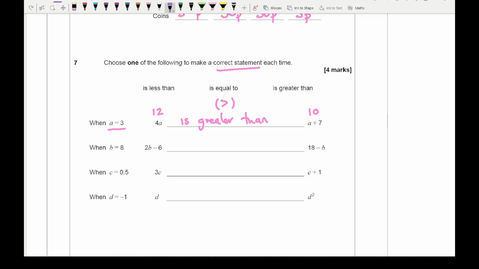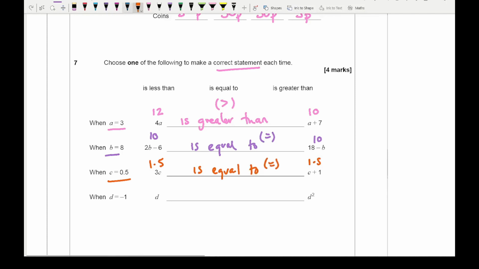Moving on to the next one, when b is 8. So if I substitute b equals 8 into 2b minus 6, well 2 times 8 is 16, minus 6 is 10, and 18 take away 8 is also 10, so 10 is equal to, so I've just got to write is equal to, and again you can probably use the equal symbol there. For c, we've got c is 0.5, so 3 times 0.5, well if you think about it in terms of money, 3 lots of 50p is £1.50, or in this case 1.5, and 0.5 plus 1 is 1.5, so again we've got another is equal to.